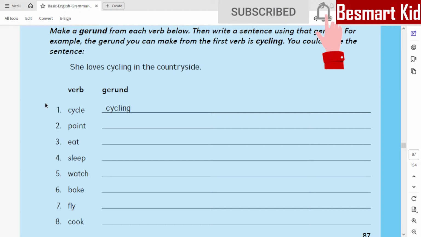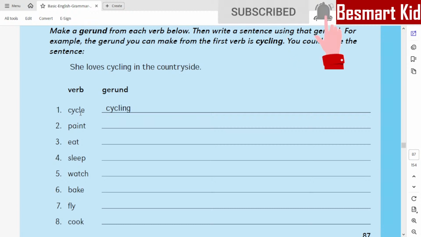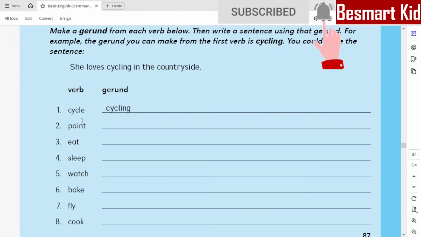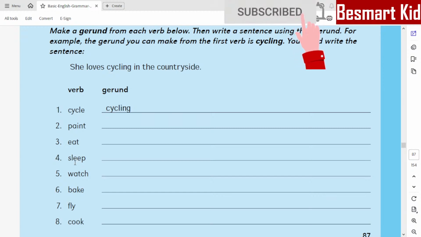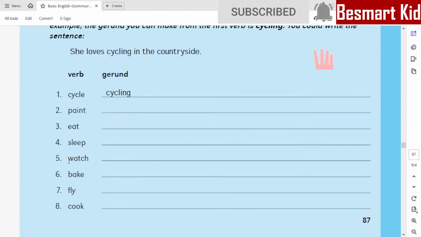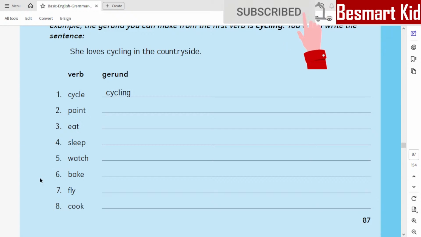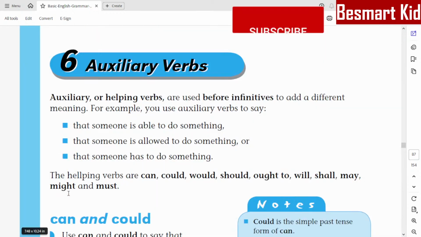Here we have verbs and gerunds. First, cycle is done as an example, which is cycling. Second, paint. Third, eat. Fourth, sleep. Fifth, watch. Sixth, bake. Seventh, fly. And eighth is cook.